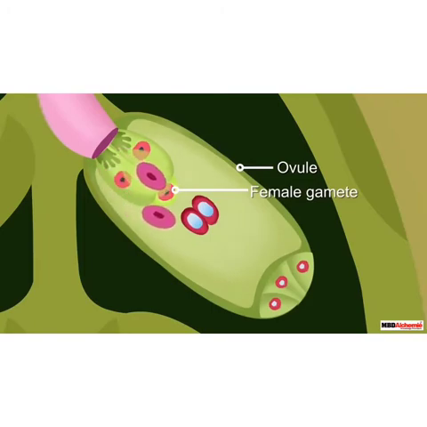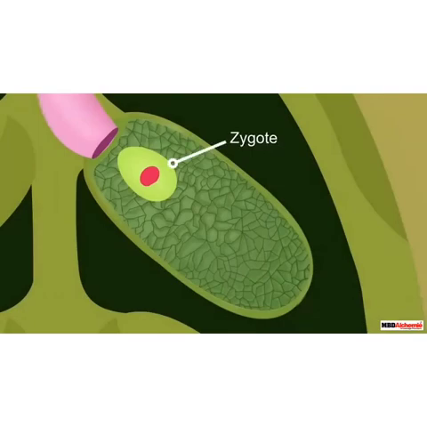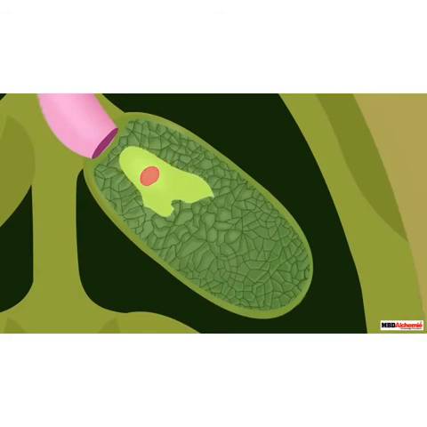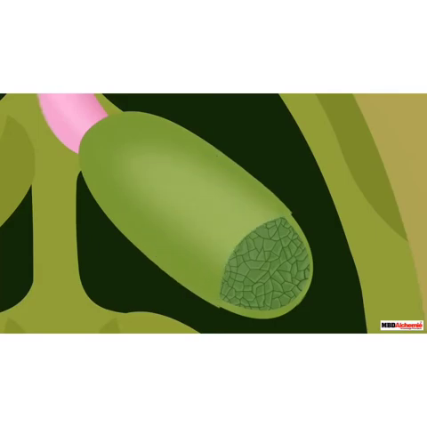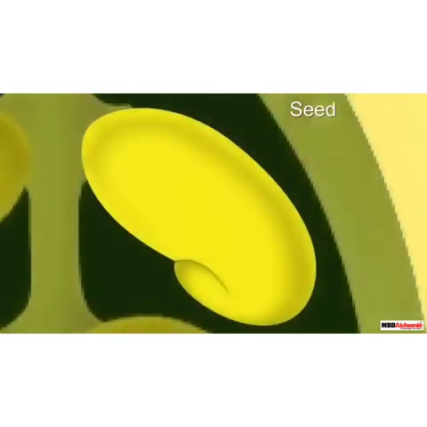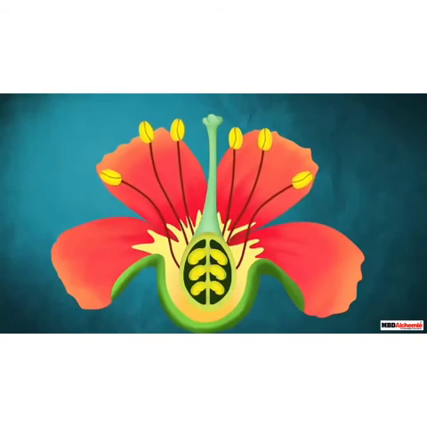There are two male gametes, one fuses with the egg cell and another with the secondary nuclei. The egg cell and the male nucleus go for fertilization, forming the zygote, which will develop later on into the embryo inside a seed and give rise to the new plant.